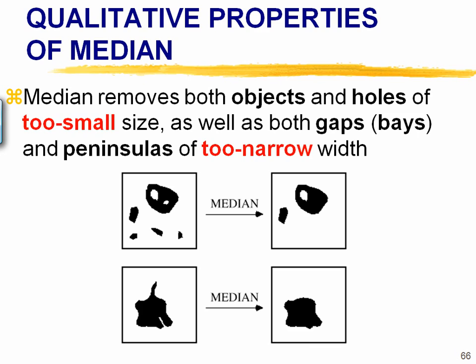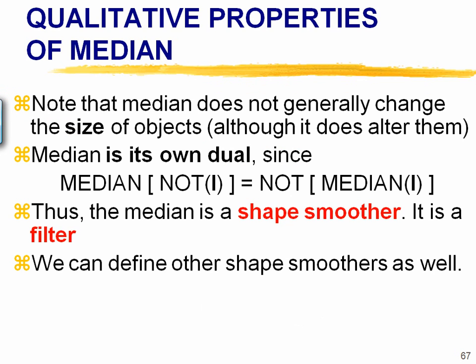Keep in mind the degree by which this actually works is dependent on the structuring element. Right? Larger the structuring element, larger these kind of effects will be. Larger the holes that will be filled up, larger the peninsulas that will get eliminated. Smaller the structuring element, smaller the effects. Okay? Now, median is actually its own dual, right? So I can apply the median on the knot of an image, or I can take the median of an image and knot it, they would be the same.